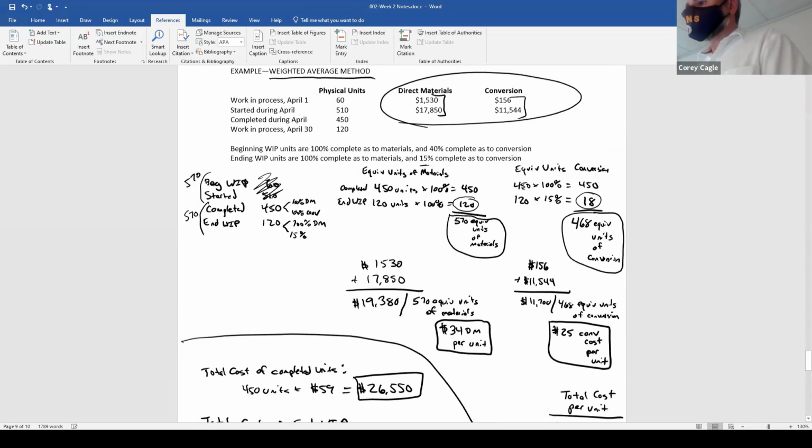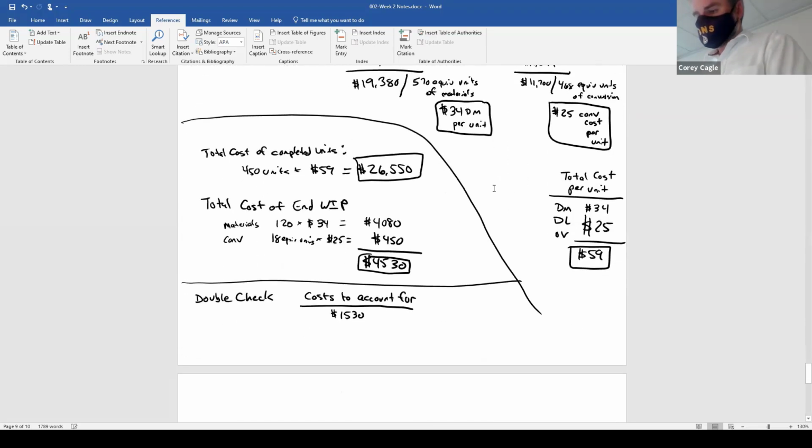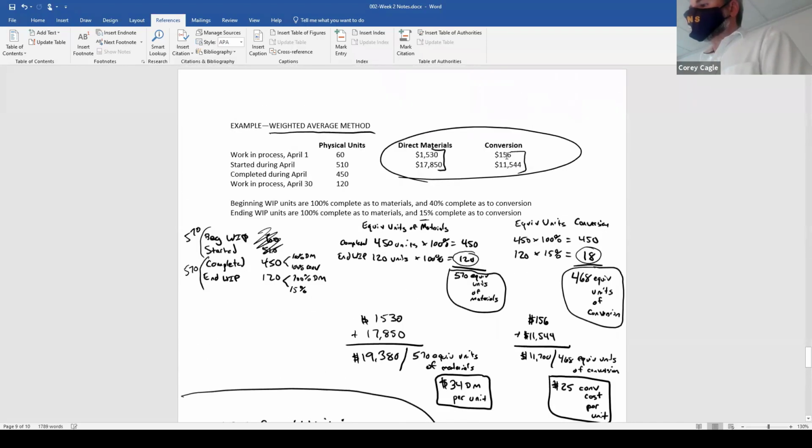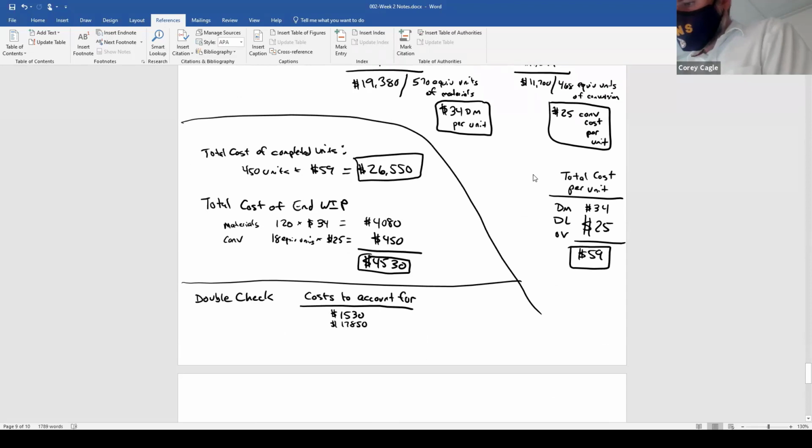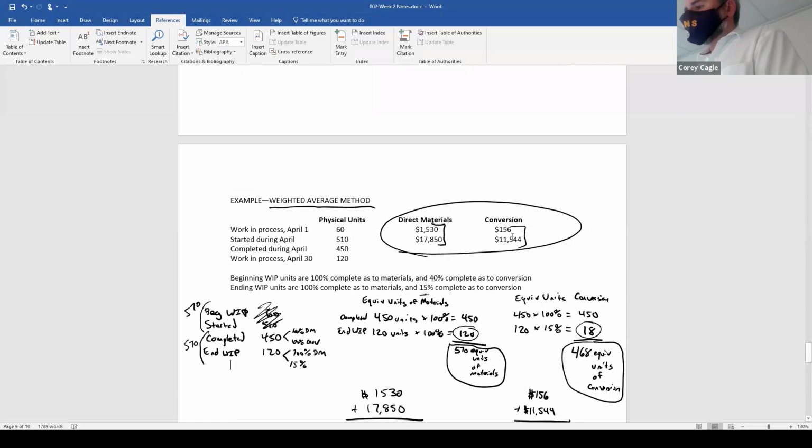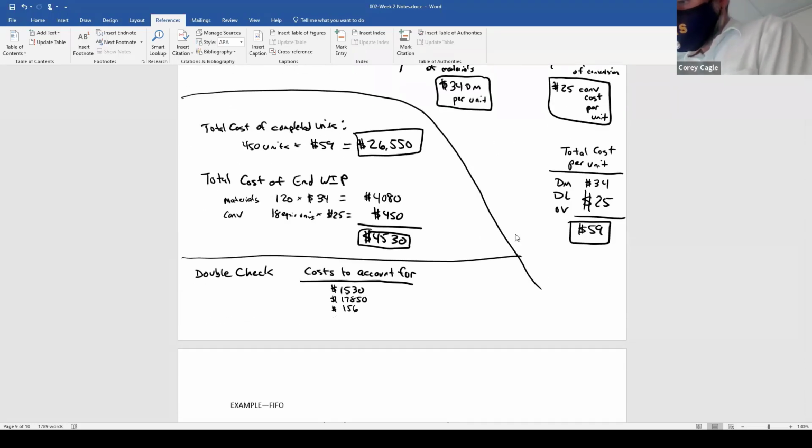materials from beginning work in process. We got 17,850 materials added in the period. We got 156 conversion from the beginning. And we've got 11,544 conversion during the period. That's all the money we got in this problem. Add all that up and see what we got. 1,530 plus 17,850 plus 156 plus 11,544. $31,080.